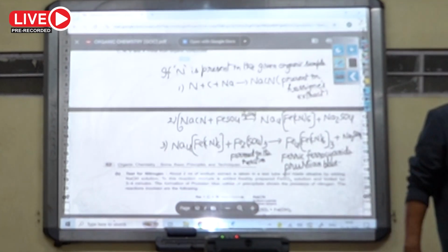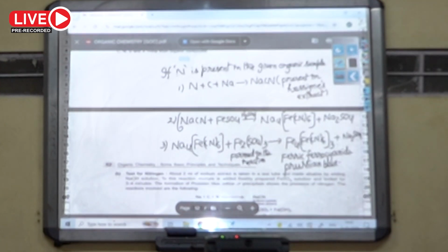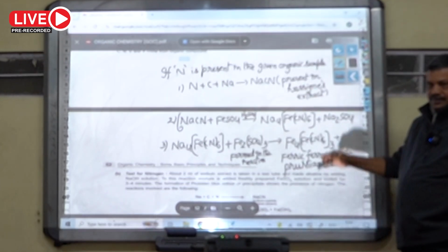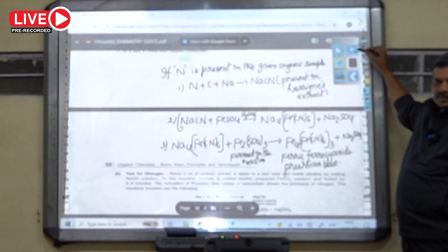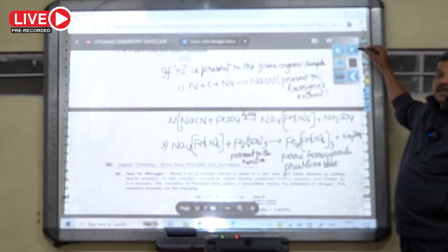It is only for knowing that I wrote all the equations. But what do students precisely require? If nitrogen is present, Lassaigne's extract contains what? Sodium cyanide. In the detection of nitrogen, the deep blue or Prussian blue color is due to the formation of ferric ferrocyanide. These are the only 2 points you require for detecting nitrogen. Now I am going for sulfur. Detection of sulfur.